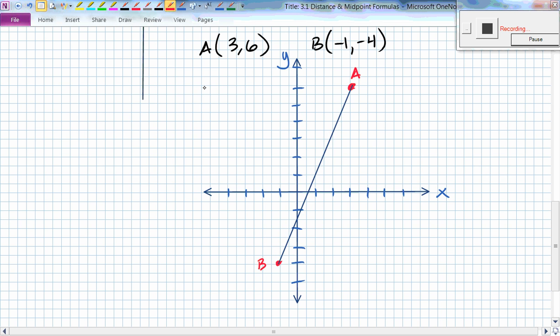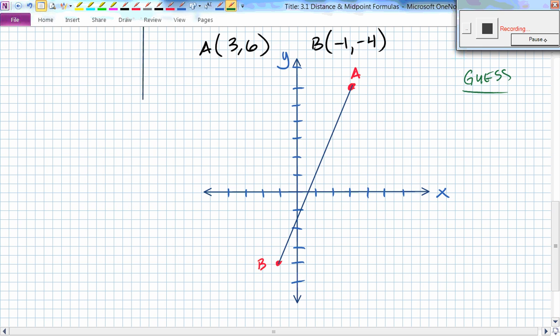And then we're going to take a guess as to how long we think that line segment is based on the scale that's given to us on our page, okay? So based on the scale, we're going to take a guess.